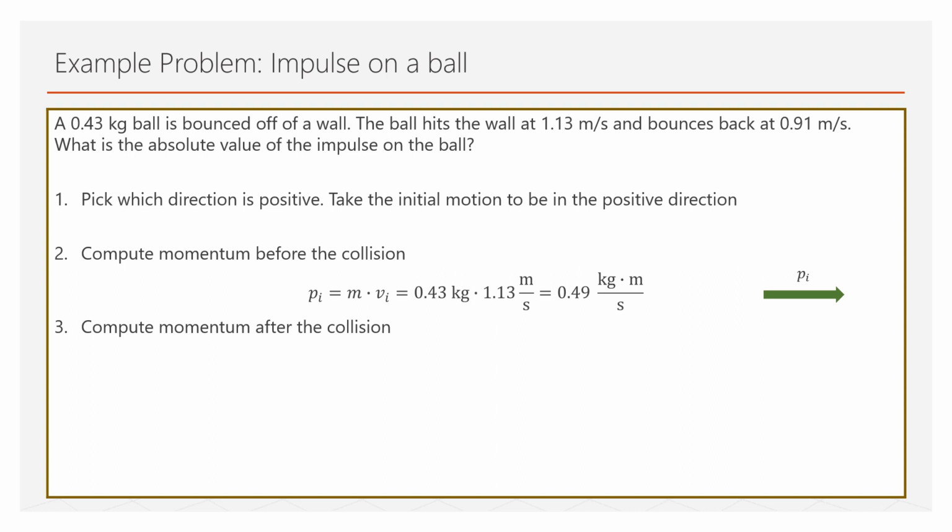Next, we will compute the momentum of the ball after it bounces off the wall. It is computed similar to the initial momentum, except that the velocity is different. It is now 0.91, and it is negative because it is bouncing back, so its velocity is in the opposite direction. So we get that the momentum after the collision is 0.43 kilograms times negative 0.91 meters per second, and we get negative 0.39 kilogram meters per second.